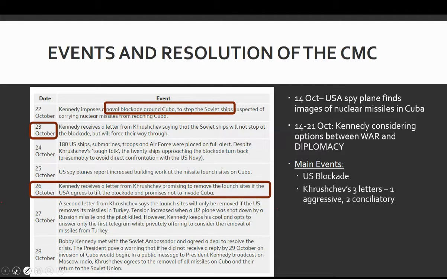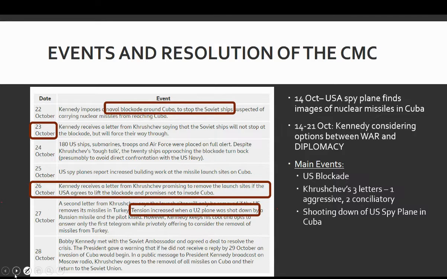The first letter that Khrushchev sent was rather aggressive on 23rd October, but he then later on sent 2 very, very conciliatory letters on 26th and 27th October, offering to remove the missiles in exchange for a guarantee of Cuban independence and no invasion from the USA.